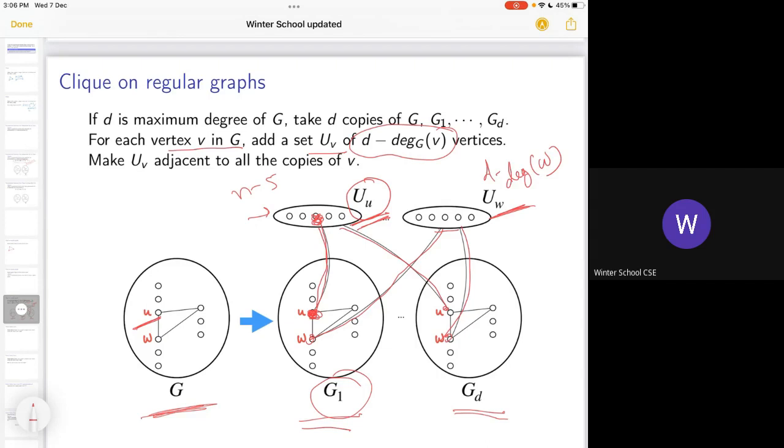So what did we do? For every vertex, we added the maximum degree minus the current degree number of vertices, and we made them adjacent to all the copies. So now every vertex has maximum degree. U is present in G1, U is also present in GT. So yes, we made them adjacent to this capital U. No, no. We only added the edges from the dummy vertices to its corresponding copy vertices.